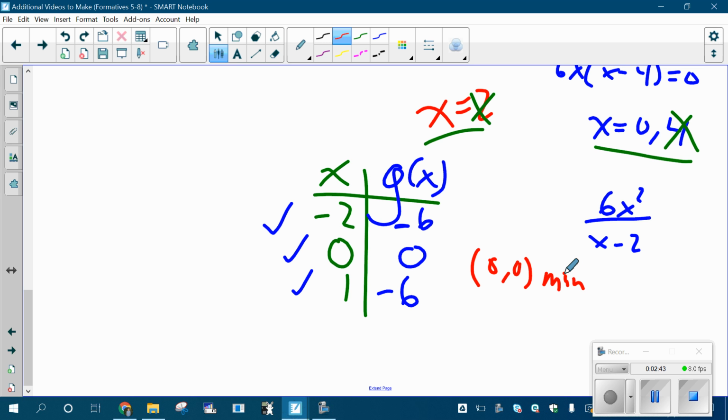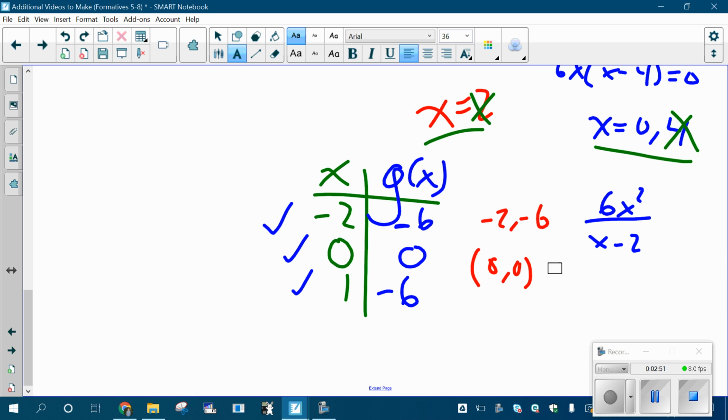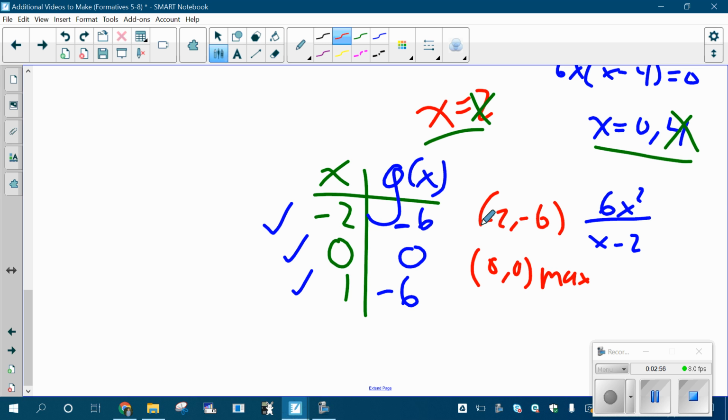And we have 2 absolute maximums, -2, or, sorry, other way around, obviously. I'm being silly. That's our minimum. And we have 2 absolute minimums at -2, -6, and at 1, -6, since they both have the same y value. Those are our minimums.